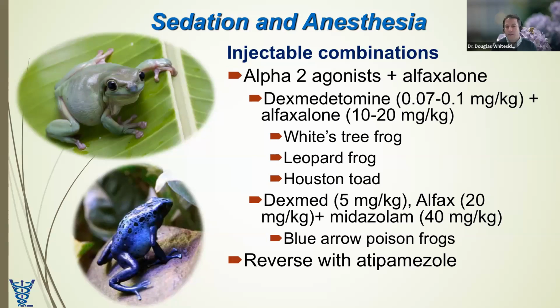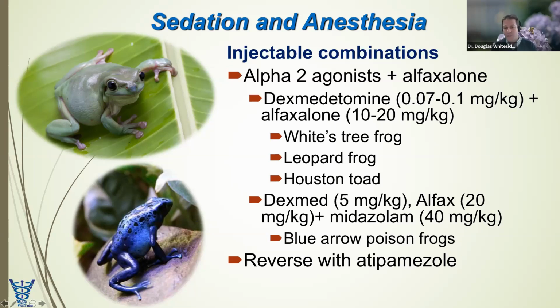This has been in the literature, and I've used this combination quite a bit in our frog species at the zoo as well. As you can see with dexmedetomidine, we're using pretty high doses, anywhere from 0.07 to 0.1 milligrams per kilogram, and that's pretty good in terms of providing an effective dose. We know that we can go even higher in some amphibian species. I can see in a study with blue poison arrow frogs, they used 5 milligrams per kilogram of dexmedetomidine.